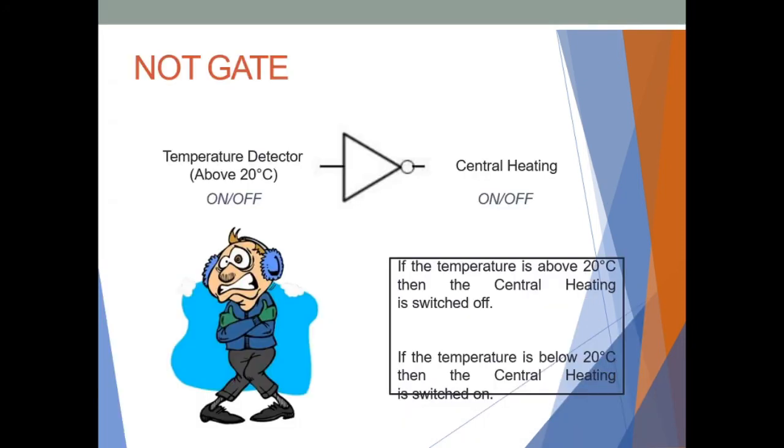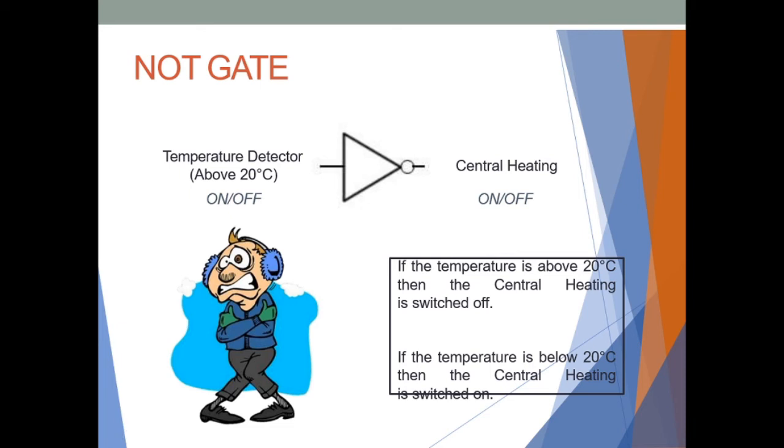I want to show a real life example: how a NOT gate is used in a heater. Here, when the temperature is above 20 degrees Celsius, the input to the NOT gate is 1, that is on. When the temperature is above 20 degrees Celsius, the input is high or it is 1. What will be the output? The output will be 0. So, the central heating circuit is switched off.